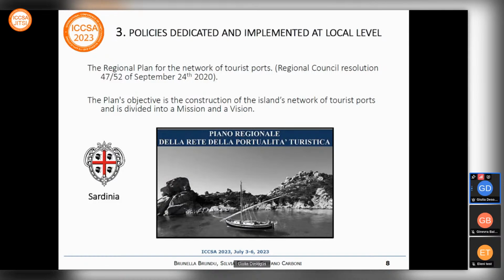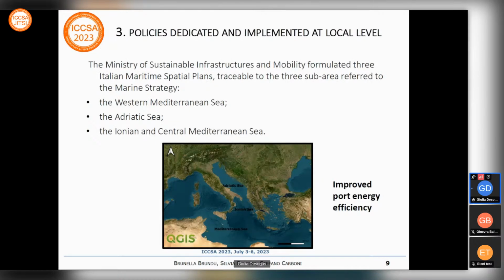The vision, considering the island's strategic position in the Mediterranean Sea and the quality of both services and environment, and the environmental value of Sardinia, would lead it to be a privileged destination for leisure navigation. Here, the Ministry of Sustainable Infrastructure and Mobility formulated the three Italian maritime spatial plans. Sardinia belongs to the last one, the Ionian and Central Mediterranean Sea, in which improved port energy efficiency is desired in order to achieve a conversion to green ports and a reduction in pollution of these areas.